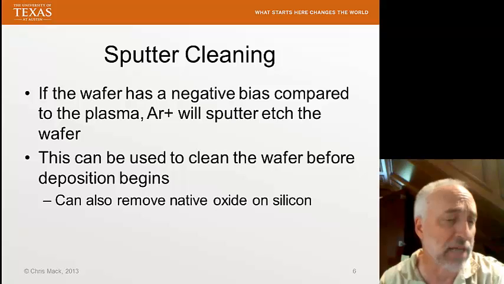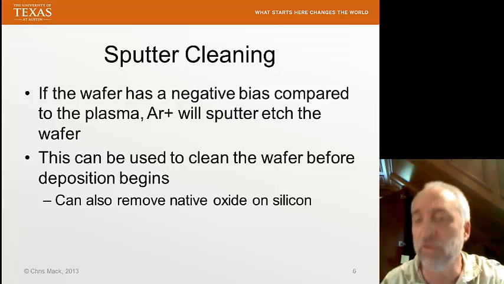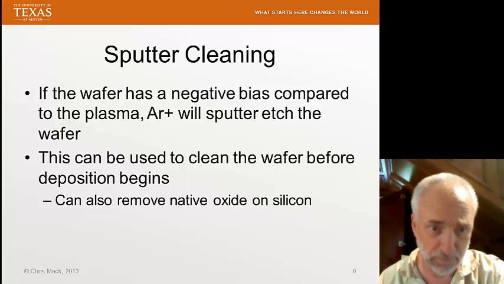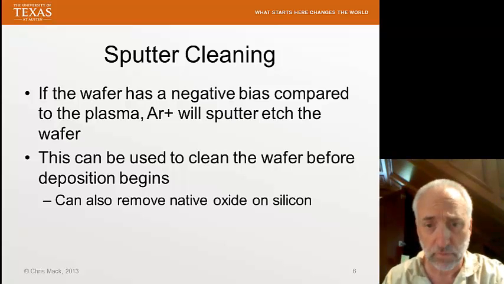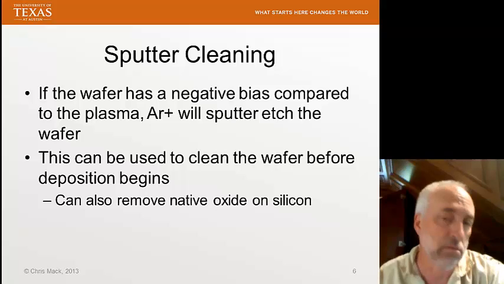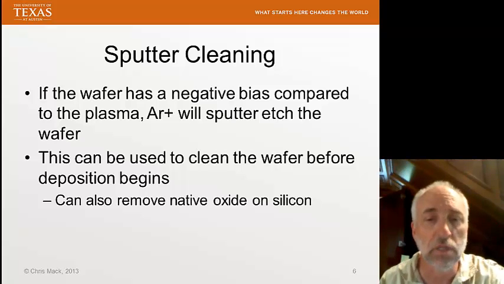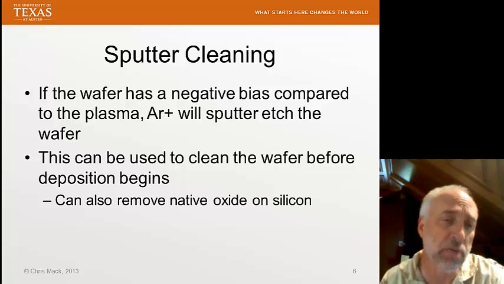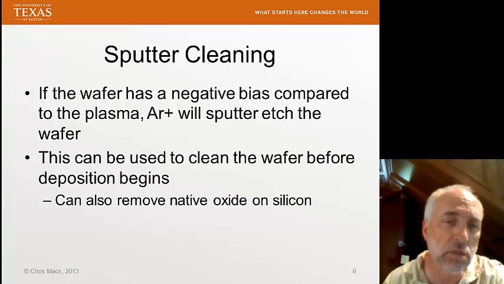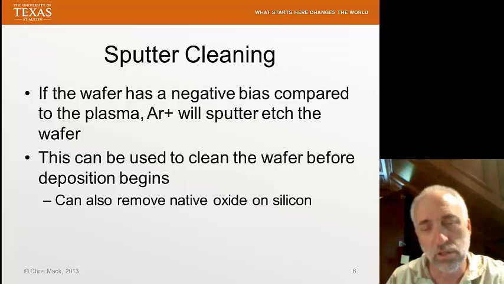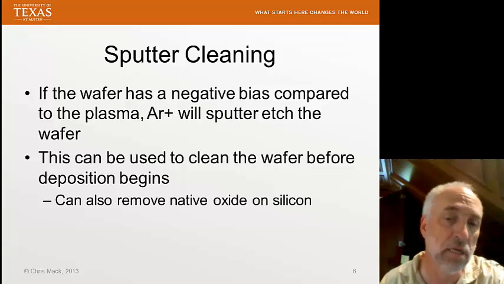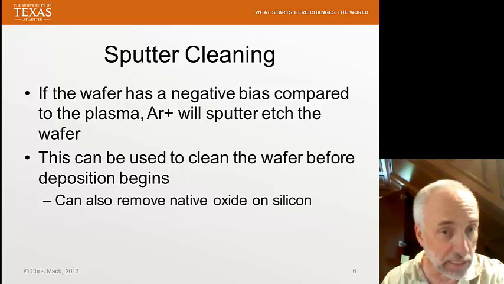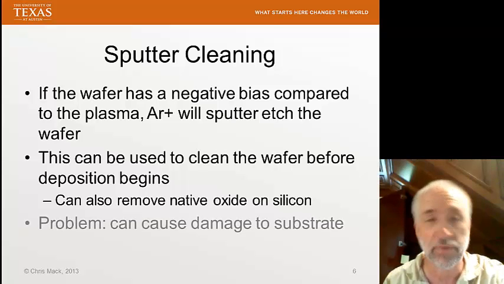Sometimes you might have a native oxide on the silicon. Silicon, by the way, if you just leave it in the atmosphere, will grow a few angstroms, up to 10 angstroms typically, of oxide without doing anything, just in a normal room temperature atmosphere. It's called the native oxide. It's very thin, 1 nanometer thick, but it can still be a problem, especially if what you're trying to do is create a good metal contact to the wafer, to say a source or a drain.